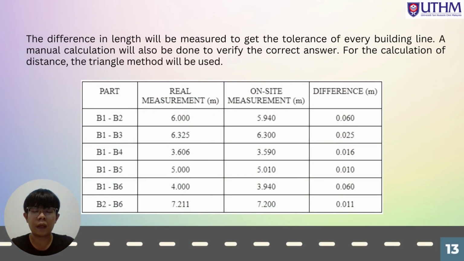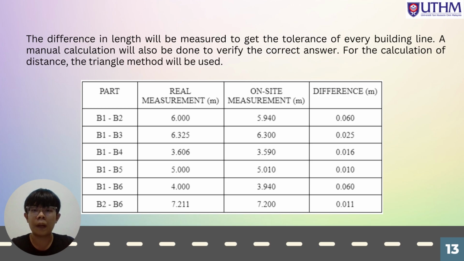After the setting out plan was determined on the site, the measurement of the plan will be taken. The difference in length will be measured to get the tangential of each building line. A manual calculation will also be done to verify the correct answer. For the calculation of distance, the triangle method will be used. For example, from part B1 to B2, the real measurement is 6 meter, but on site we get the measurement is 5.64 meter. That means that we got 0.06 meter difference.